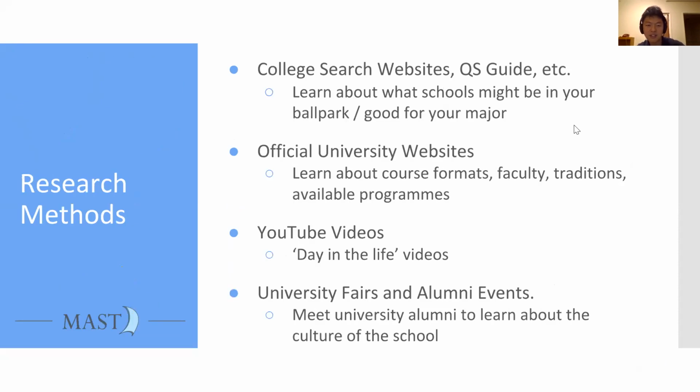So what are some ways in which you can research? Firstly, college search websites. I know personally QS Guide is very good at this. It's a website, you can Google it. It gives you rankings of schools for every major, so you can get a good idea of what are good schools for the major you're interested in. It also gives you a way to ballpark. It'll typically give you some statistics about scores that previous students had, so you can sort of ballpark whether you're in the range of students who might get into that school. Secondly, official university websites.